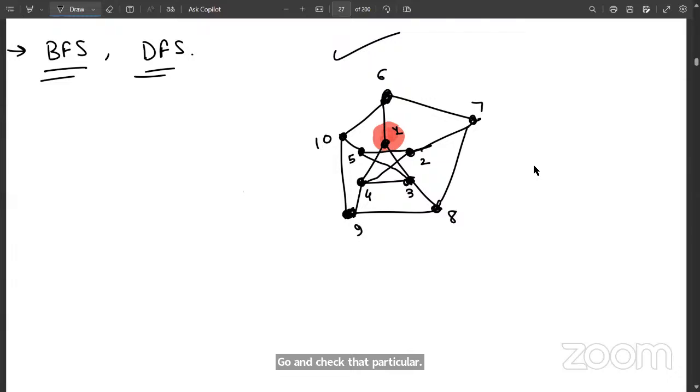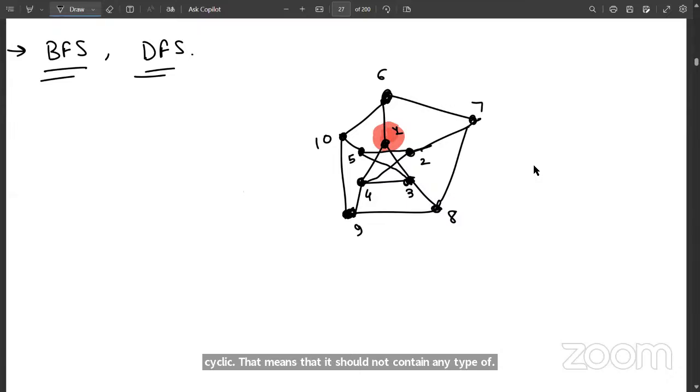So what do BFS and DFS actually do? They give us a tree. So what is a tree? A tree is nothing but a connected acyclic graph. Connected means there should be a path between any two vertices, and acyclic means it should not contain any type of cycle.